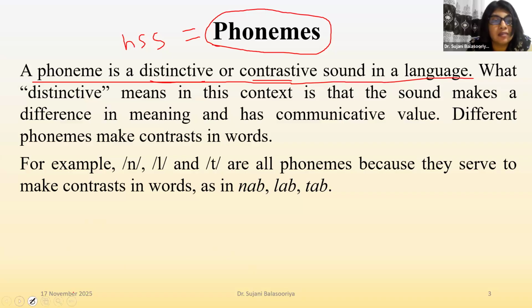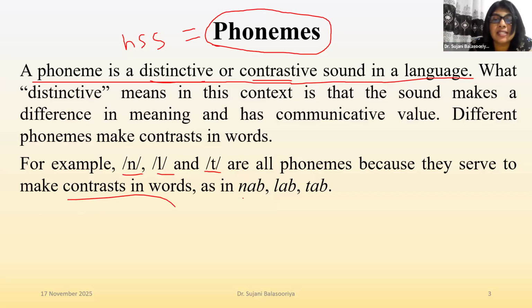Now, there are some examples. Here, three consonants are given, right? Now, they can be called phonemes: N, L, and T. These three are phonemes. Why do we consider them as phonemes? Because they have distinctive meaning. Each has a meaning that is different from the meanings of the other phonemes, and they also serve to make contrasting words.